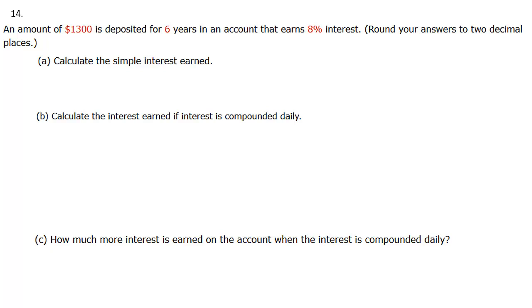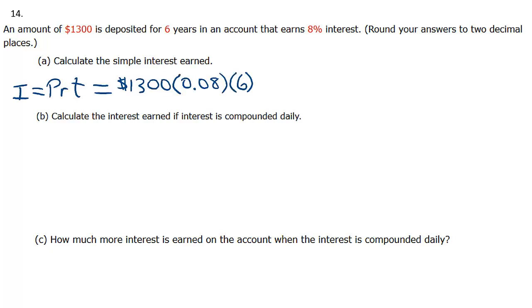Number 14. An amount of $1,300 is deposited for 6 years in an account that earns 8% interest. Round your answer to 2 decimal places. Part A, calculate the simple interest earned. Okay, the simple interest is I equals PRT. The interest rate is 8%, 0.08. We're doing it for 6 years. You multiply those together and you find out the amount of interest is $624.